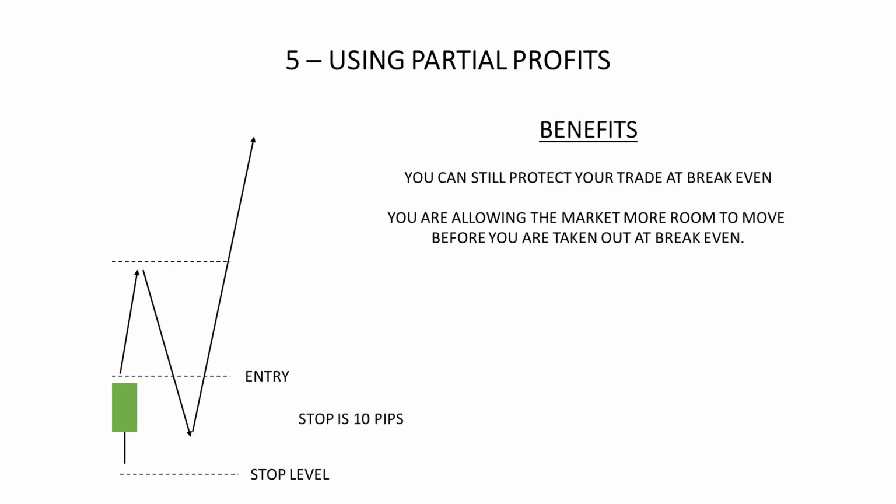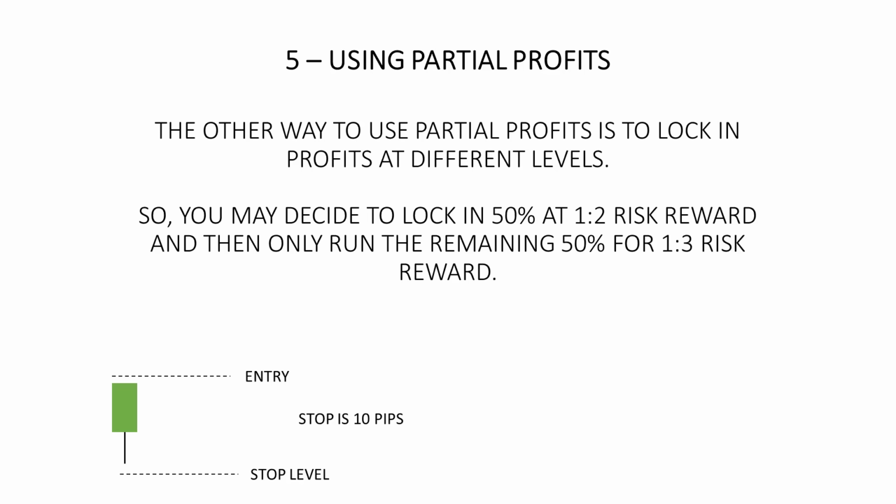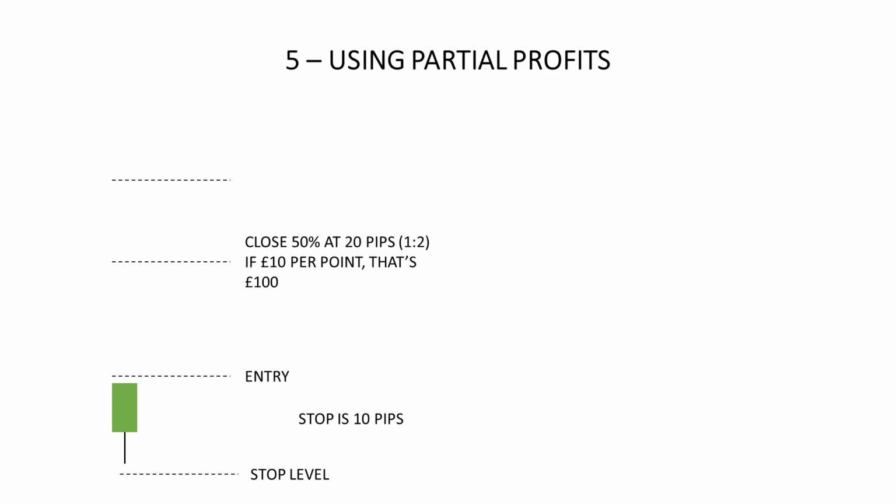The benefits would be that you can still protect your trade at break even. You are allowing the market more room to move before you are taken out at break even. A drawback would be that you are effectively reducing your potential profit by closing part of your position early. The other way to use partial profits is to lock in profits at different levels. So you may decide to lock in 50% at 1-to-2 risk reward and then only run the remaining 50% for 1-to-3 risk reward. Here, we say we close 50% at 20 pips, which is 1-to-2 risk reward.